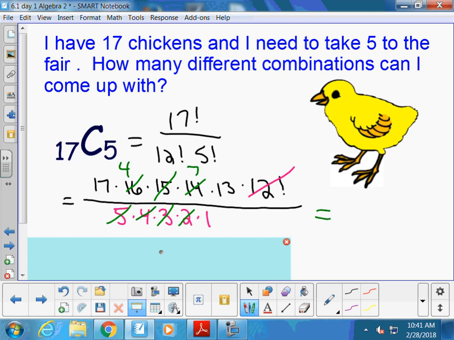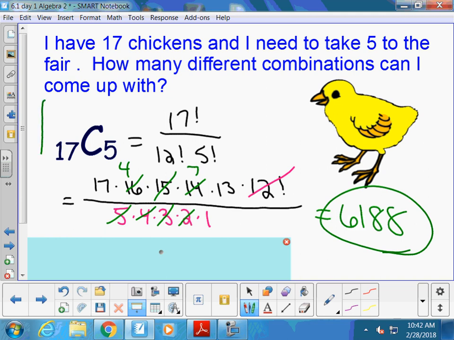So if you didn't follow the crazy canceling, please don't panic, because I'm going to show you where the button is that'll do this one for us. 6188. You ready to learn where the button is to do it for us? It's also on the PRB menu. So you'd hit 17 first, then math, left arrow to get yourself into the probability menu, and it's choice 3. And then you'd have to type that 5.